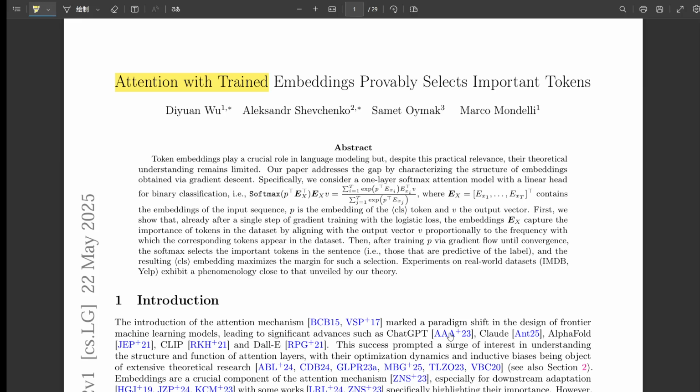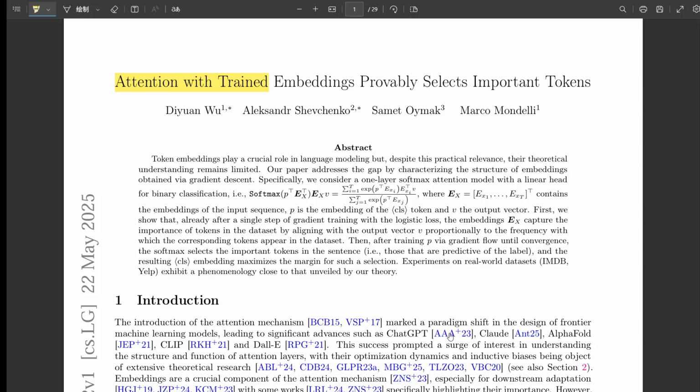And they do it by focusing on this specific setup, that one-layer attention model, doing binary classification. Think positive or negative sentiment, that kind of thing. So you've got your token embeddings, let's call that matrix E. These are for the individual words or tokens in the sequence. Then you have the special CLS token embedding, p. Often, its job is to aggregate information from the whole sequence. Right, like a summary embedding. And there's also an output vector, v, which helps map everything to the final decision, positive or negative.